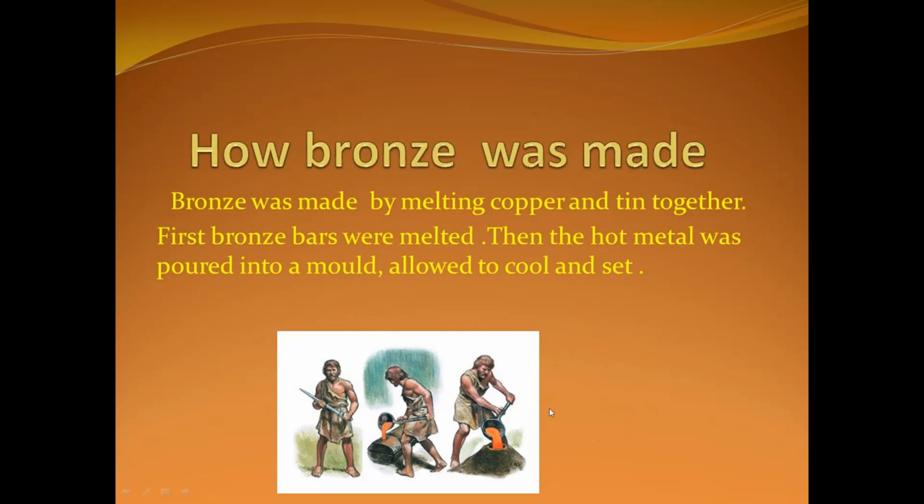This is the way people started making bronze thousands of years ago. They heated the metal, and they first formed molds of the different shapes which they wanted. They poured the hot metal into the mold and allowed it to cool and set. So this was how they made bronze. They heated the copper, and the melted copper is added to the tin to make the alloy bronze.